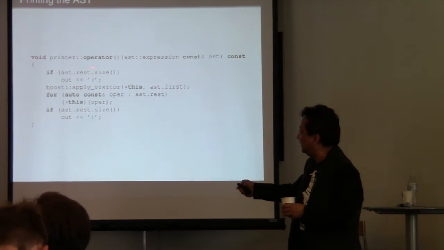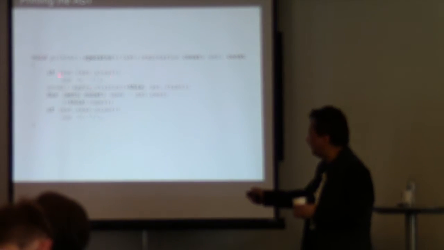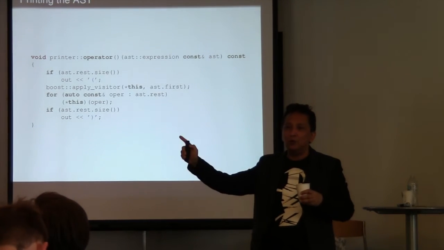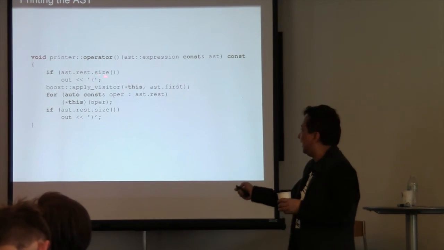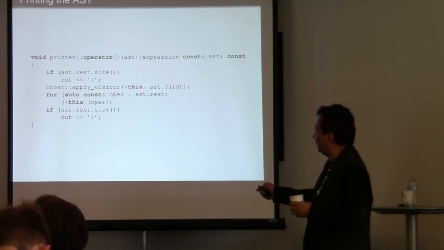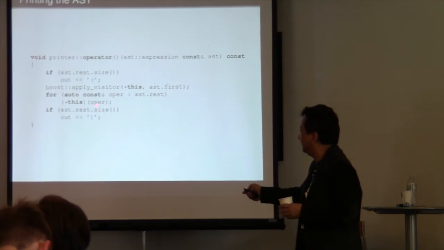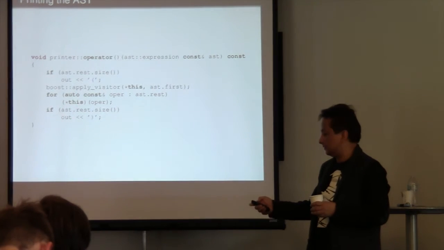Here's what I'm doing: I'm enclosing the printing of the expression only if the right-hand side contains one or more elements. So if it's just the left-hand side, I don't print the parentheses, because it's clear by itself. And then it goes through all of the right-hand side of the expression, and again calls this recursively.